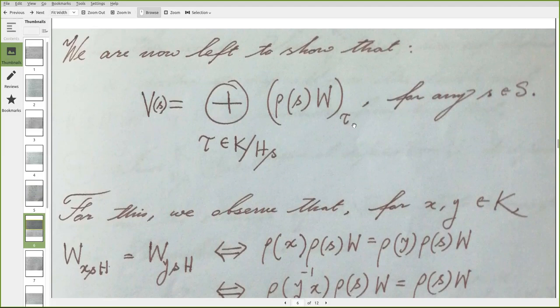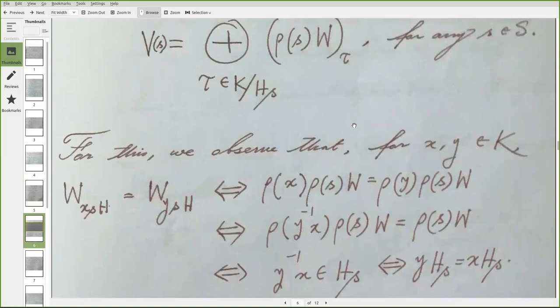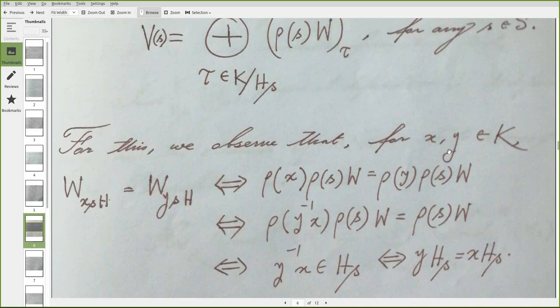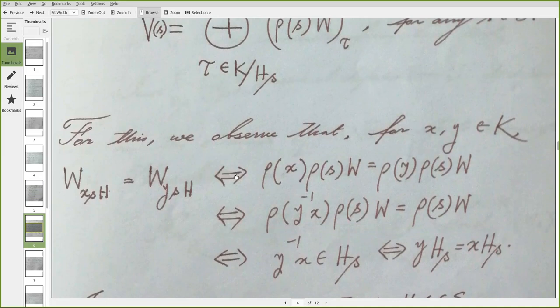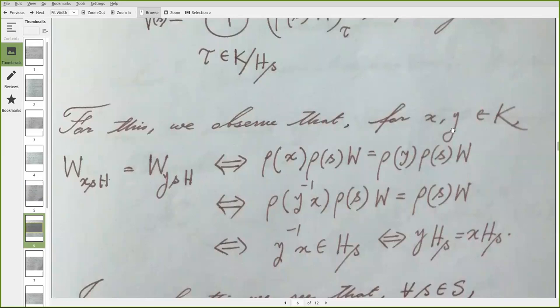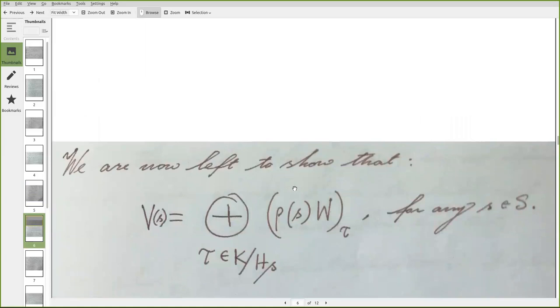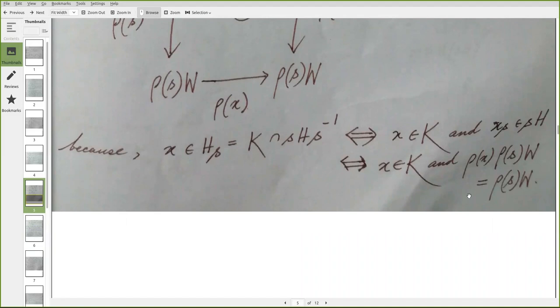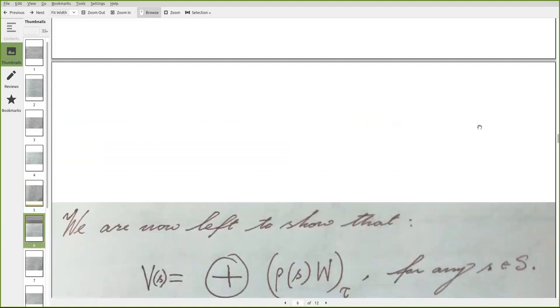Okay, and for that it is not quite difficult, because we have to see that suppose X and Y lie in K. So these two subspaces are equivalent, according to the definition, if and only if this is what happens. Then that means this is what happens. So since X and Y are in K, Y inverse X is also in K, so it's an element of K. Now we just apply our previous observation that an element of K, if it satisfies this, then that must be in HS. So here it follows that Y inverse X lies in HX, or in other words, they have the same coset.